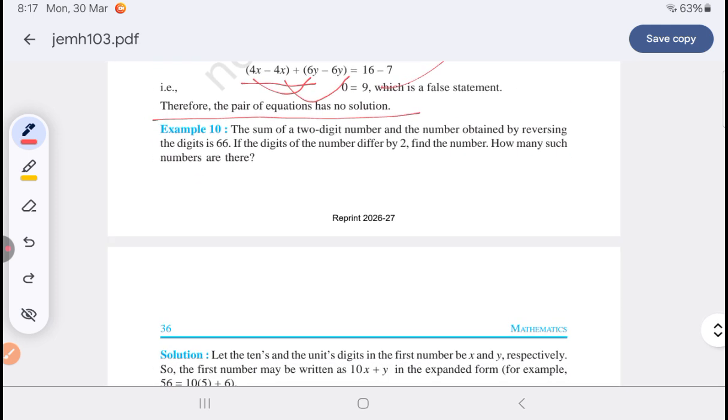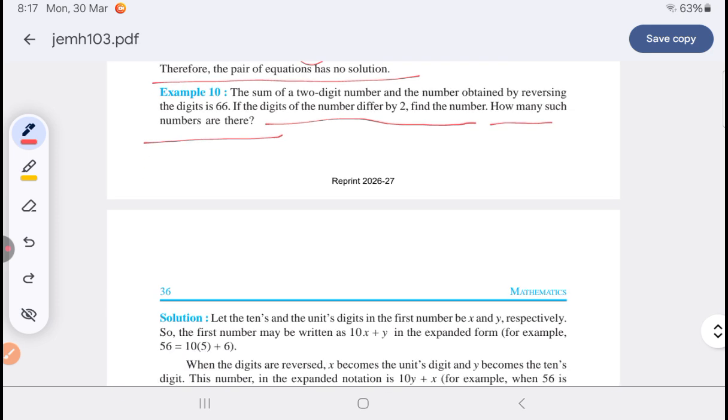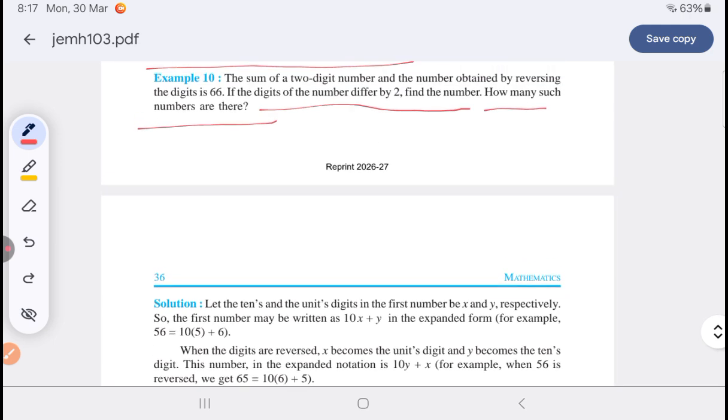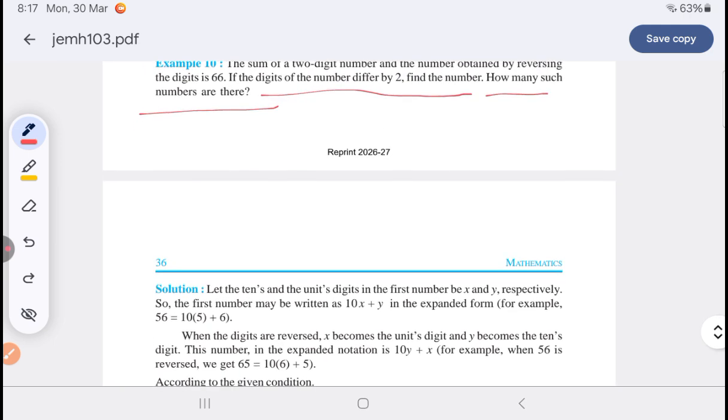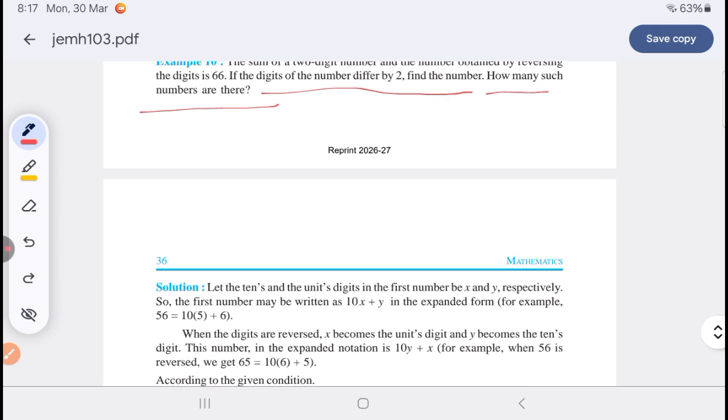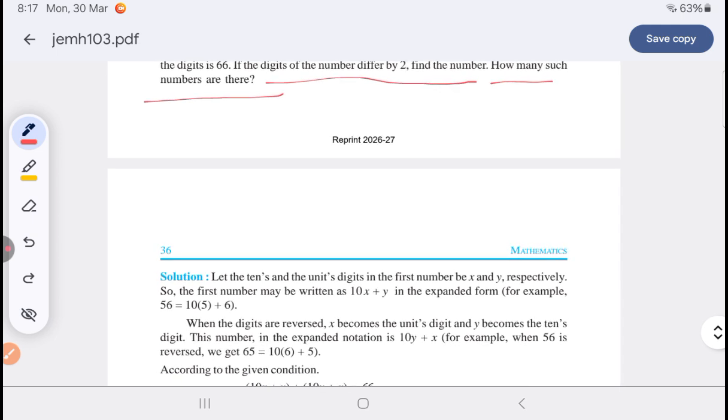Another question. The sum of a two-digit number and the number obtained by reversing its digits is 66. If the digits of the number differ by 2, find the number. How many such numbers are there? Let us say the tens and unit digits in the first number are x and y respectively. So a two-digit number means 10x plus y.